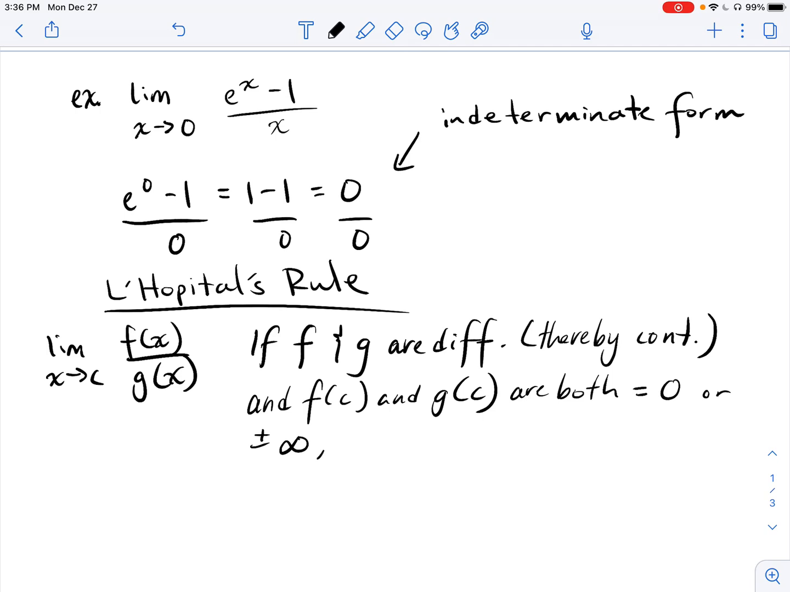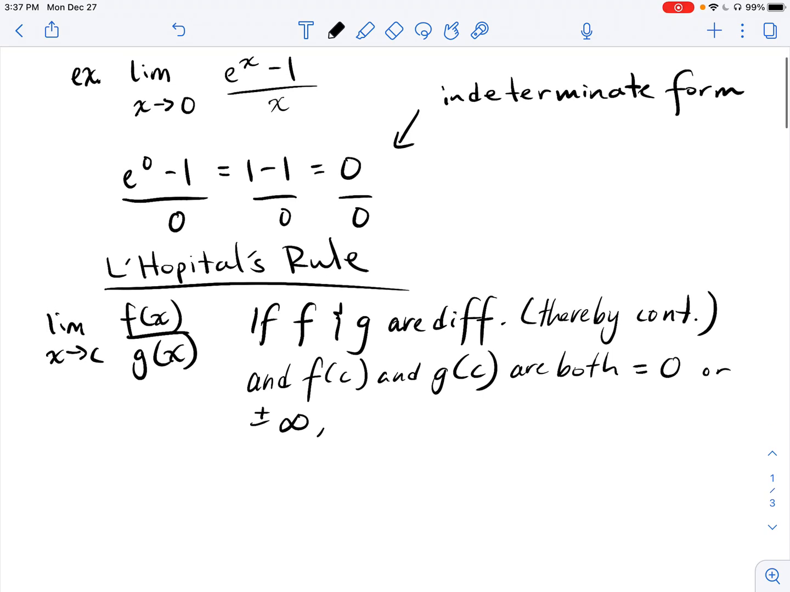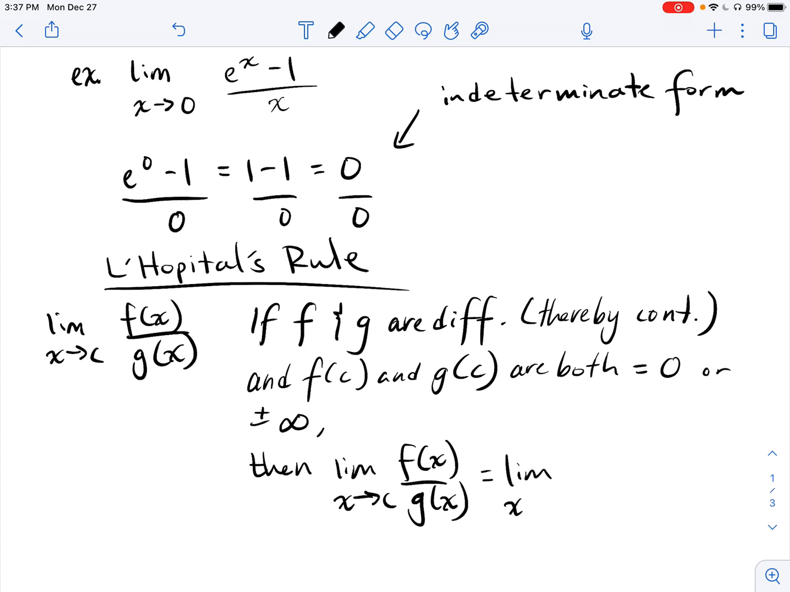then we can say the following. Then the limit as x approaches c of f of x over g of x is equal to the limit as x approaches c of f prime of x, that is, the derivative of the numerator, over the derivative of the denominator. Okay? Now, why is this true?